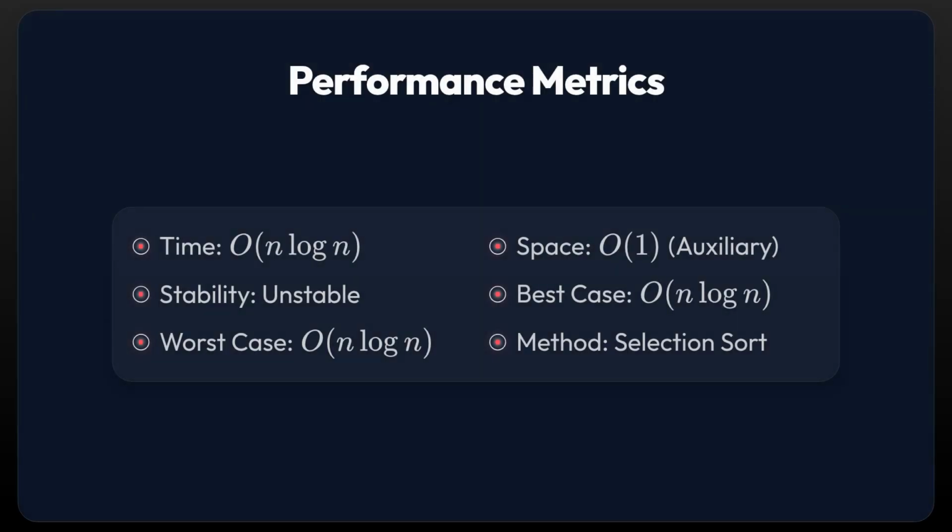Let's summarize the metrics. Heapsort is rock solid. It guarantees n log n time in the worst case. It requires strictly constant O(1) auxiliary memory. However, it is unstable. It changes the relative order of equal elements.